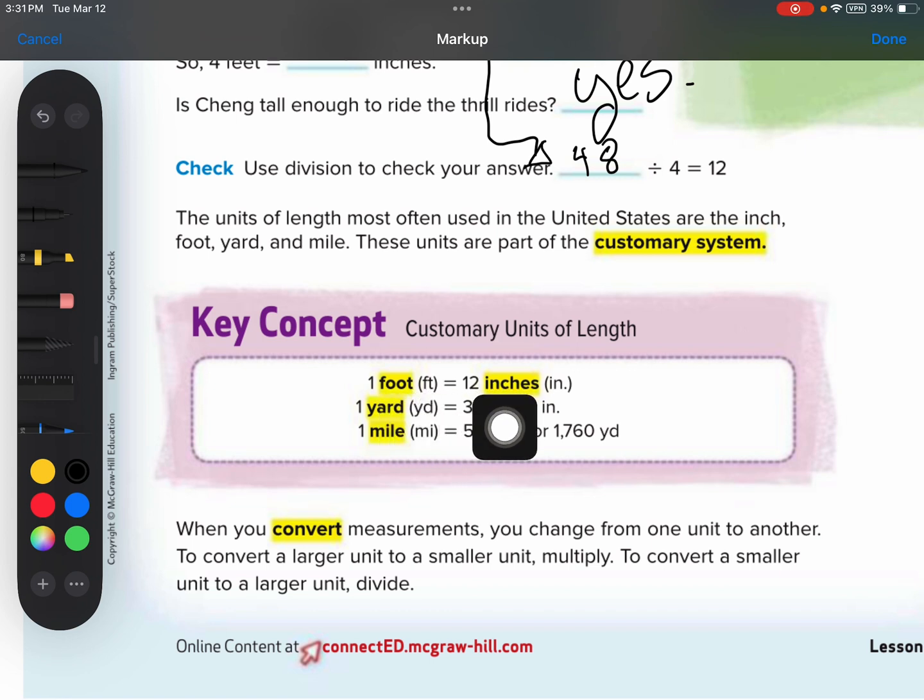1 foot is 12 inches. 1 yard is 3 feet or 36 inches. And 1 mile is 5,280 feet, and a really fun way you can remember that is 5 tomatoes. 5280, 5 tomatoes. So a mile is 5,280 feet, or 1,760 yards. Now, you need this for at least 2 questions in the next 13 chapters and 1 question on the test. So it's good to memorize that 1 mile is 1,760 yards.